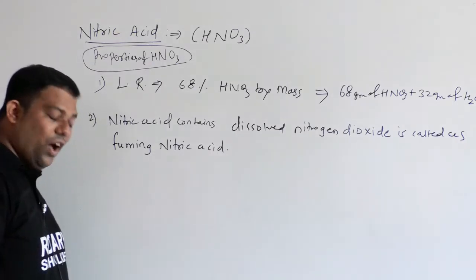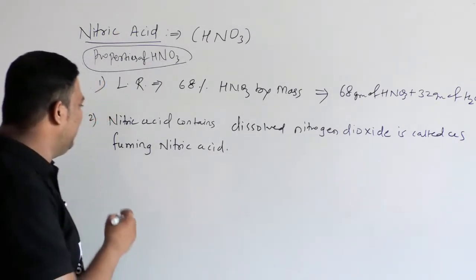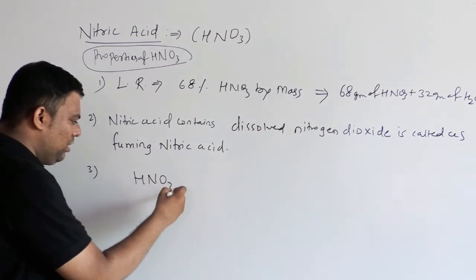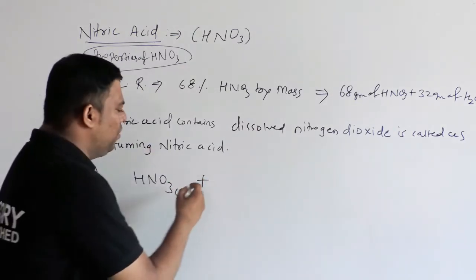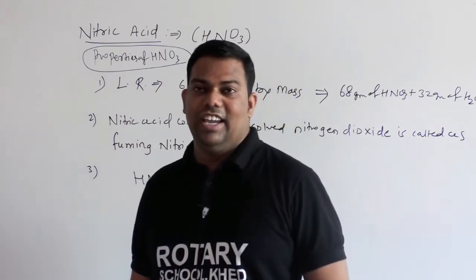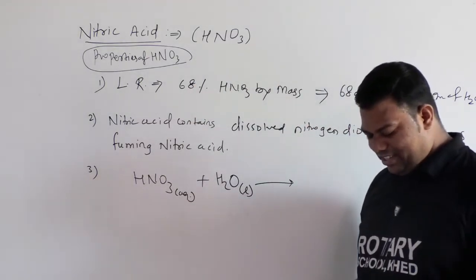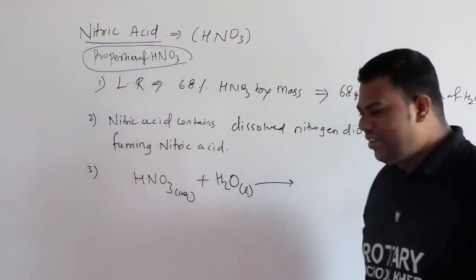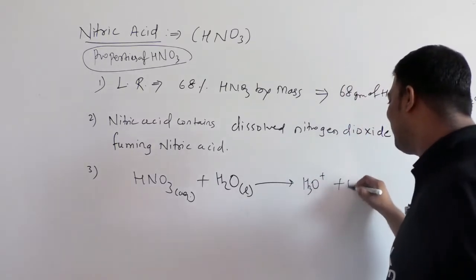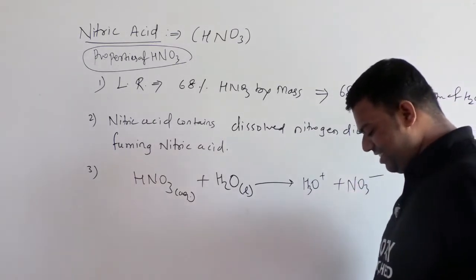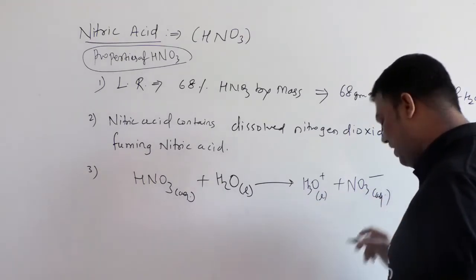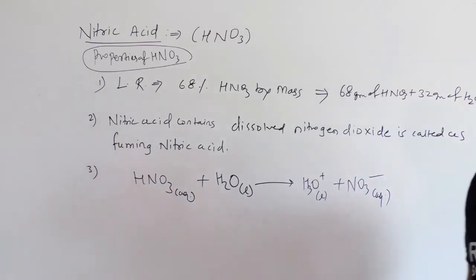Now what will happen, suppose you are thinking third, when your nitric acid HNO3 aqueous dissolves in H2O, that is water, liquid? As you know, here HNO3 is your acid and your water acts as a base. So acid's property is to donate H+ ions and become what? H3O+, the hydronium ion, plus nitrate ion they are giving us. Nitrate ion. Understood? I hope you understood.